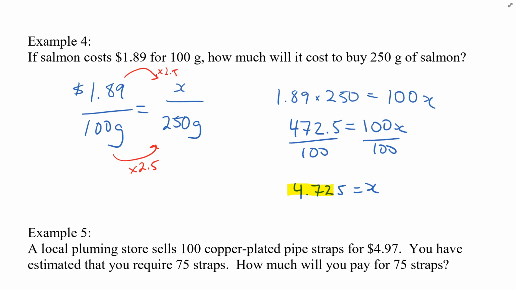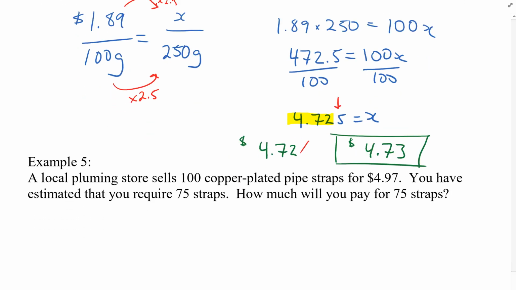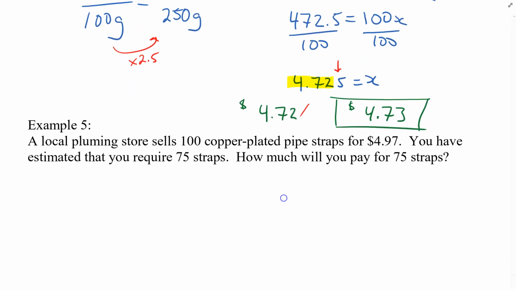Should I put 472? Or should I put 473? And the answer is we need to do 473. And our rule in math is if the number over is a 5 or greater, then we round up. And if it's less than 5, then we just truncate or take away the 5. So our answer is $4.73.